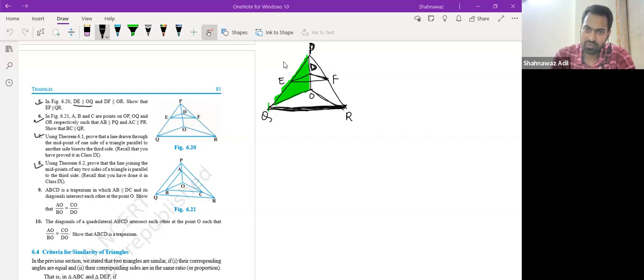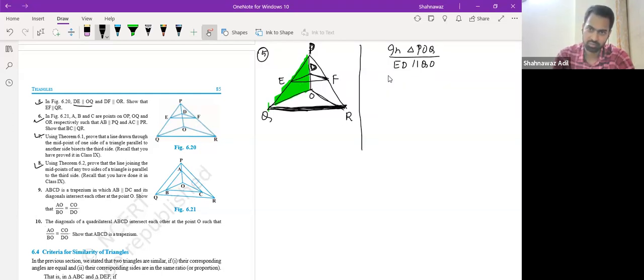So now if we have identified, then we can write. So in triangle POQ, ED parallel to what? QO. So if ED is parallel to QO, then we can write what? It is one.